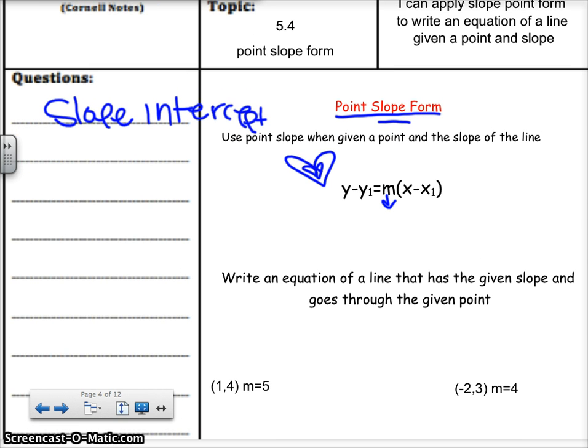What do you think m means? Austin? Slope. M is slope. There's our slope. And x sub 1, y sub 1 is the point we're given. So notice where they're at. x sub 1, y sub 1. That's the point that you're given. So it's y minus the y you're given is equal to your slope times x minus the x you're given.